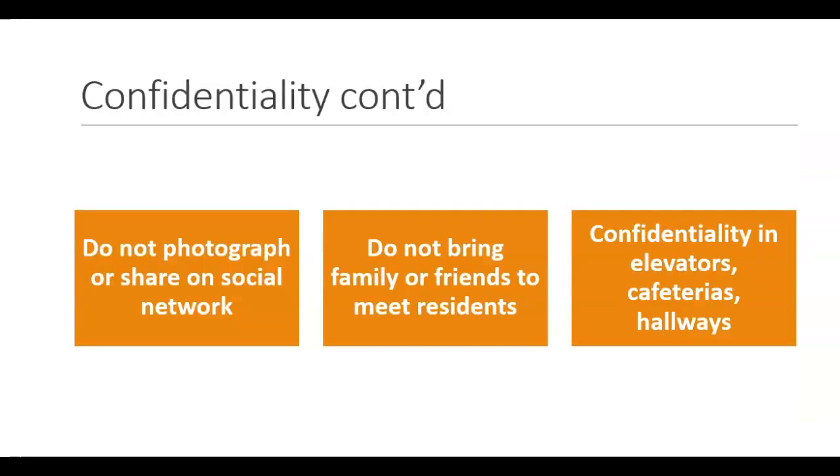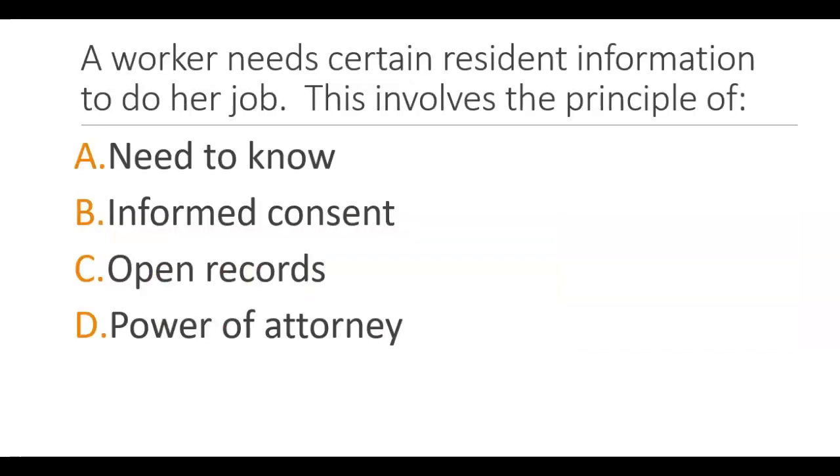Do not photograph or share on social media. Do not bring family or friends to meet residents. Elevators, cafeterias, and hallways are big, easy places to accidentally breach confidentiality. A worker needs certain resident information to do her job. This involves the principle of need to know. Only if you need to know should you be told things.